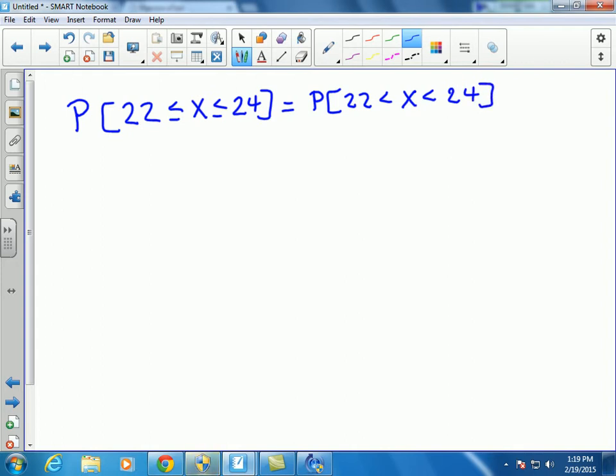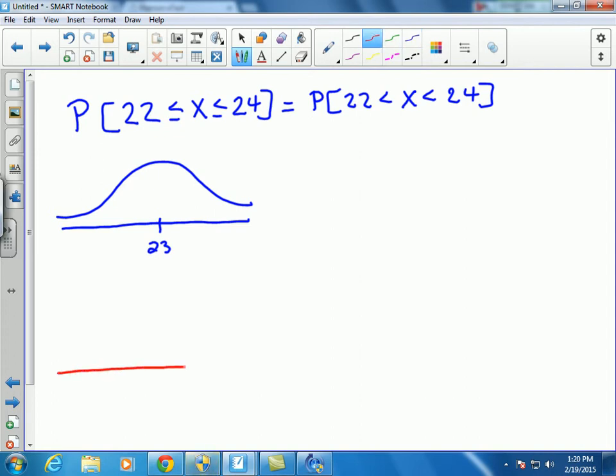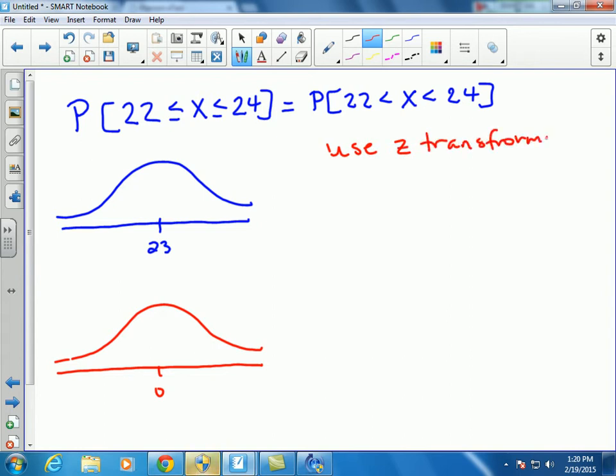So I need to get this, right? This is representing this graph where the mean is 23. Okay, I need to put this in the standard normal curve. I need to put it in this one. Okay, and the way I do that is I just convert it, use a z-score. So I use the z transformation that I taught you just a second ago, which is z equals x minus mu over sigma.